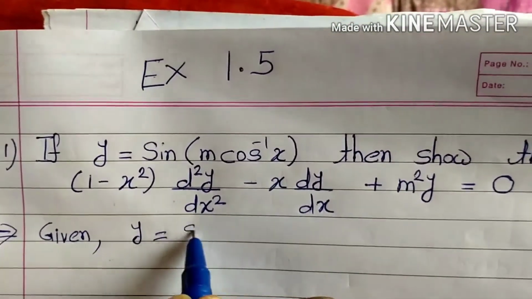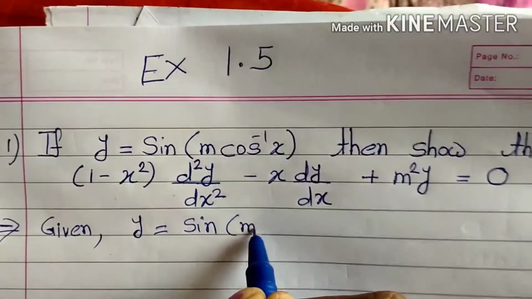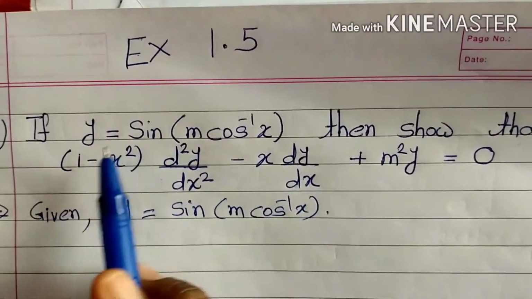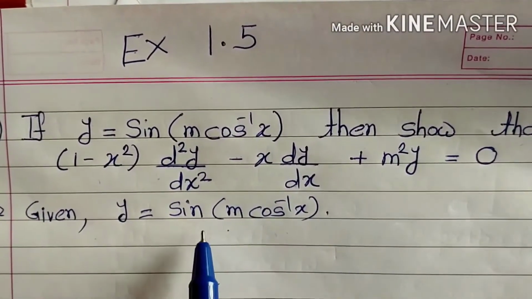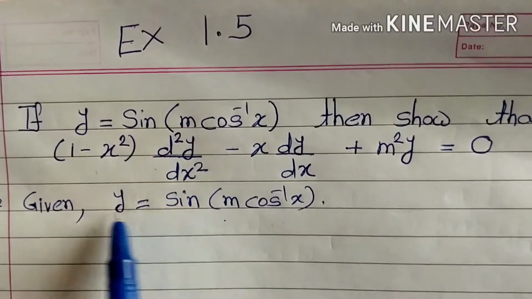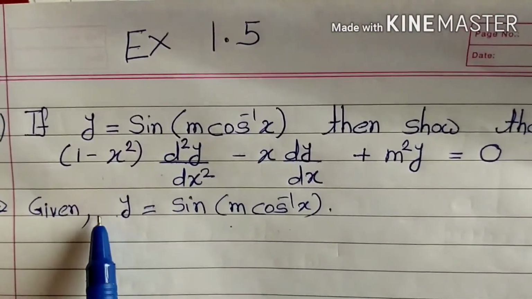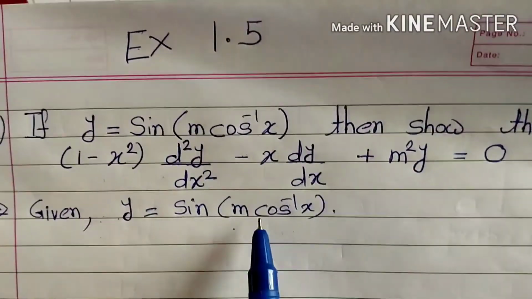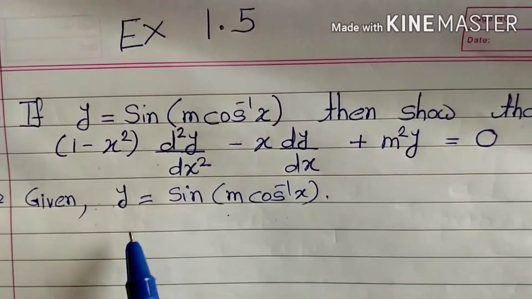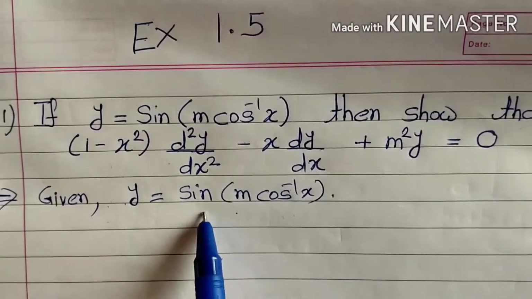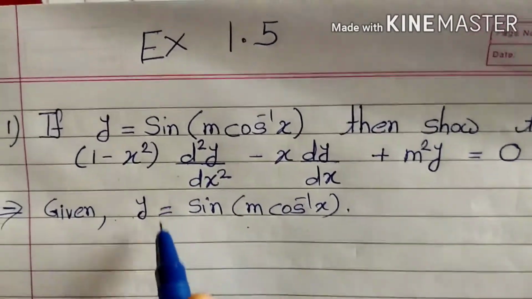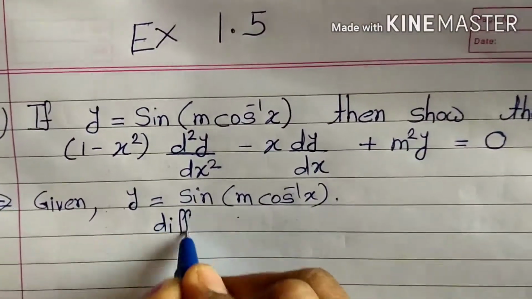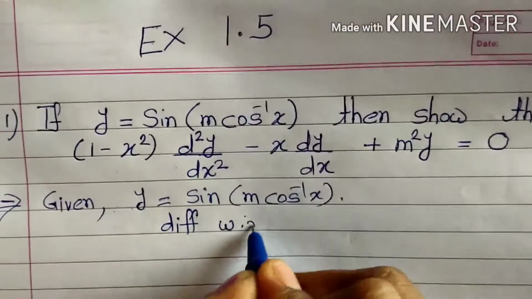y is equal to sin(m cos inverse x). Now there are two methods to solve this type of equation. The first method is to take sine inverse on the LHS, so we get sine inverse y is equal to m cos inverse x, then differentiate it. The other method is you can differentiate it directly. I am using the second method, differentiate with respect to x.